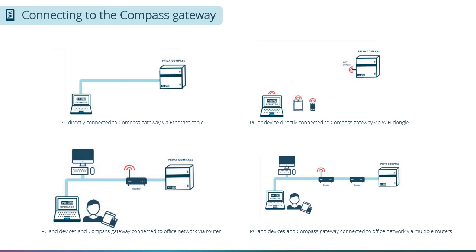To connect to your Compass, you will need some sort of device that has an internet browser. This can be a personal computer, a laptop, a tablet, or a mobile phone. There are 4 different methods that you can connect to your Priva Compass. We will briefly review all 4.